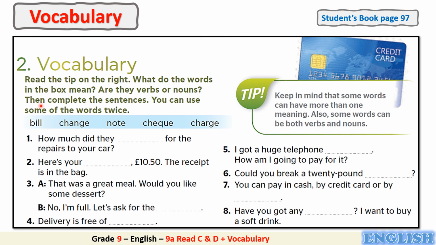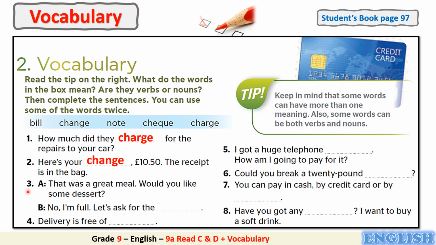Now, let's complete the sentences with these words. And you can use some of the words twice. Pause the video, then complete. Let's check your answers. Number 1. How much did they charge for the repairs to your car? Number 2. Here is your change, £10 and 50 cents. The receipt is in the bag.